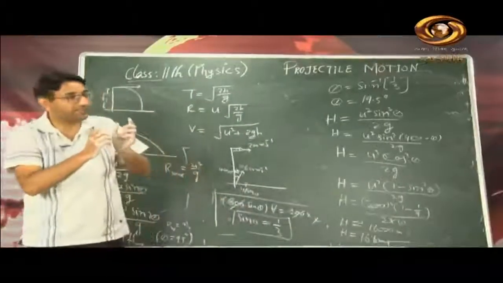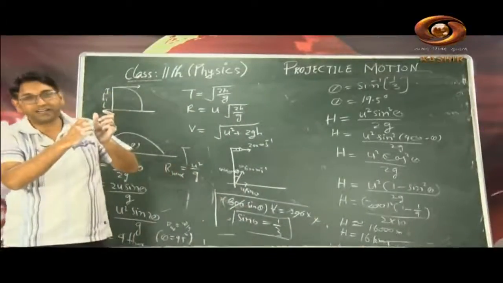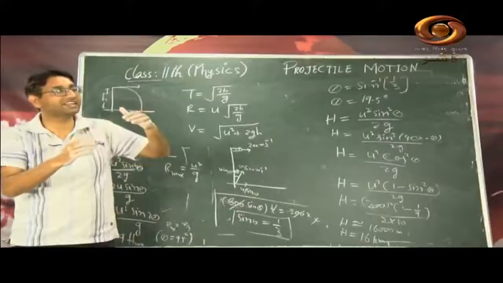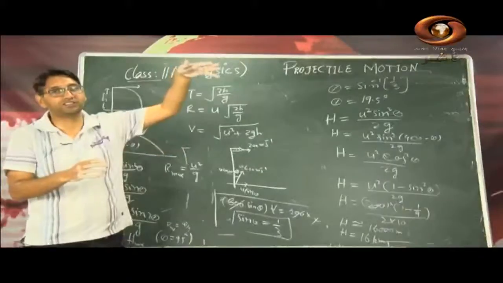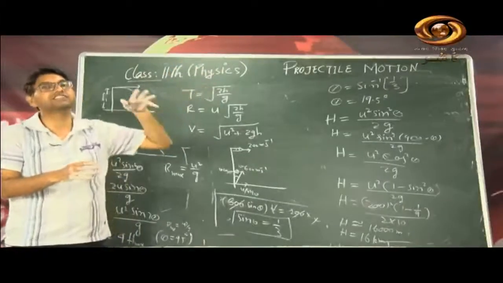So if we fire a shell with 600 meter per second, it can reach a maximum of 16 kilometers. If an aircraft flies above 16 kilometers, it will never be hit. The safe height is 16 kilometers.